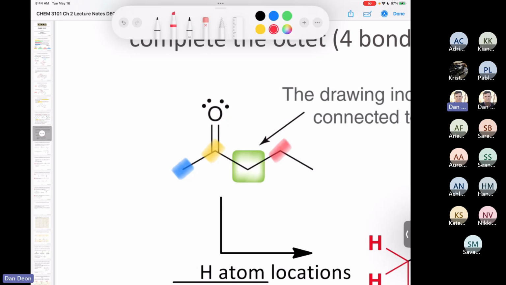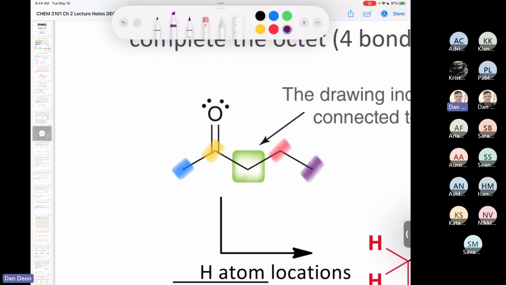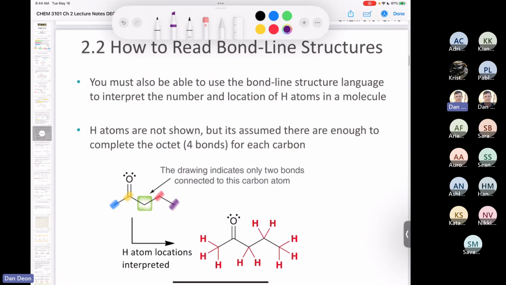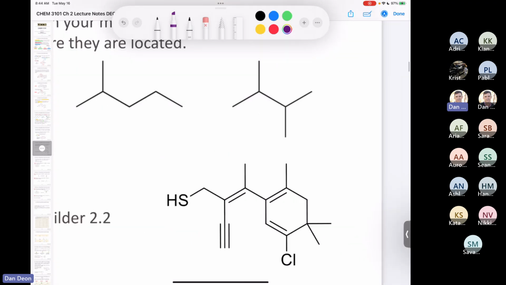And if I pick a different color, let's try something freaky here. Let's try purple. There we go. The one in purple has 3 hydrogens as well. So there you go. Bond line structures. So let's move on from there. It says practice identifying the locations of carbons and hydrogens in a skeletal structure. So I'll tell you what, let's go right to the big leagues.